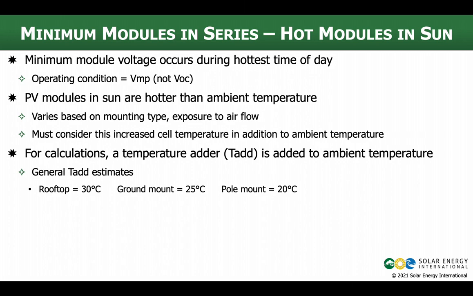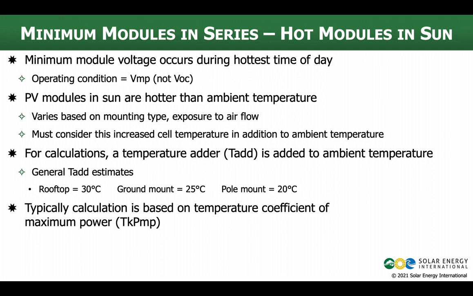We can have some generic temperature adders based on the mounting configuration. You can imagine a pole mount versus a ground mount versus a flush roof mount, different air circulation around those, different convective cooling amounts. So there'll be a little bit of a difference. In general, a 30 degrees Celsius adder to whatever that high temperature is recommended for rooftop systems. Ground mounted systems, about 25 degrees Celsius. And then for pole mounts, which tend to have the most convective airflow over them, a 20 degrees Celsius adder to the ambient high temperature is what we recommend.